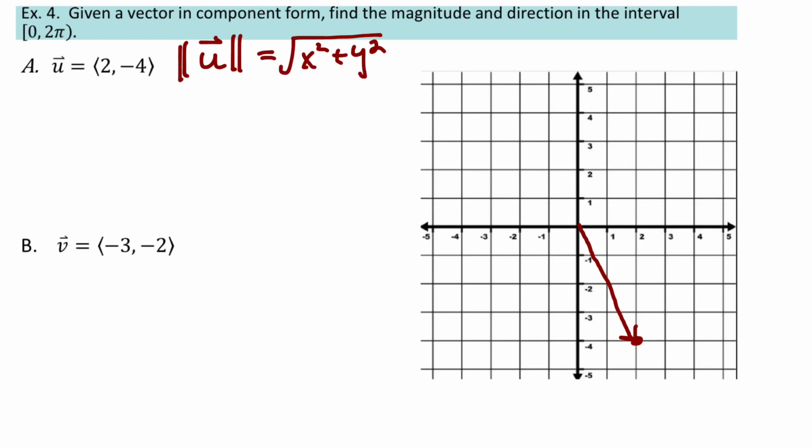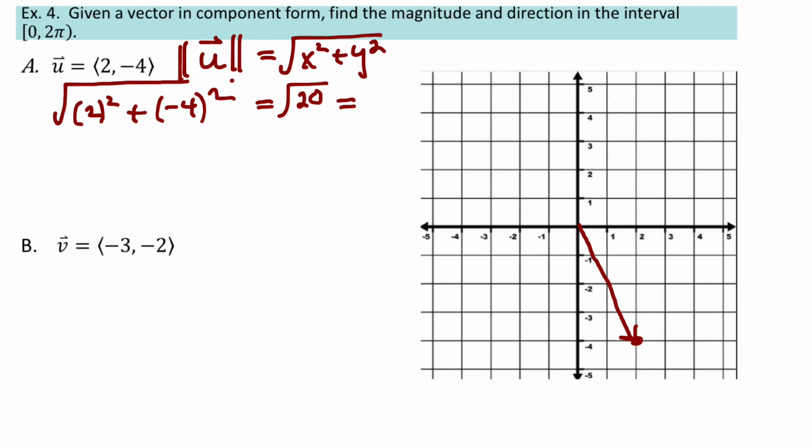Alright, so the magnitude of the vector. So we've got 2 squared plus negative 4 squared. Of course the negative doesn't do anything. And then square root of that. So that's the square root of 20, which is 2 times the square root of 5. So that would be the magnitude of the vector.